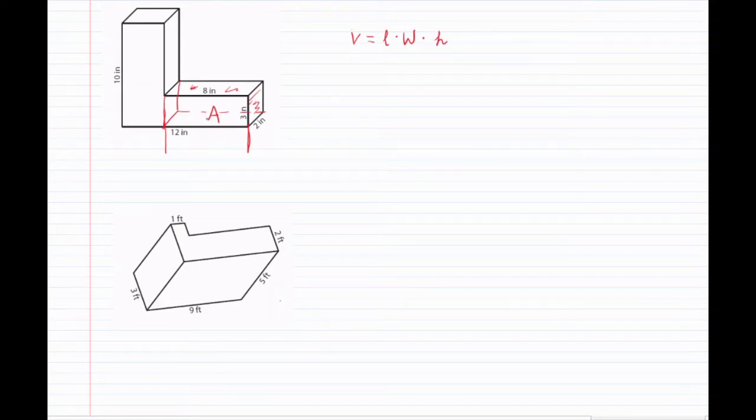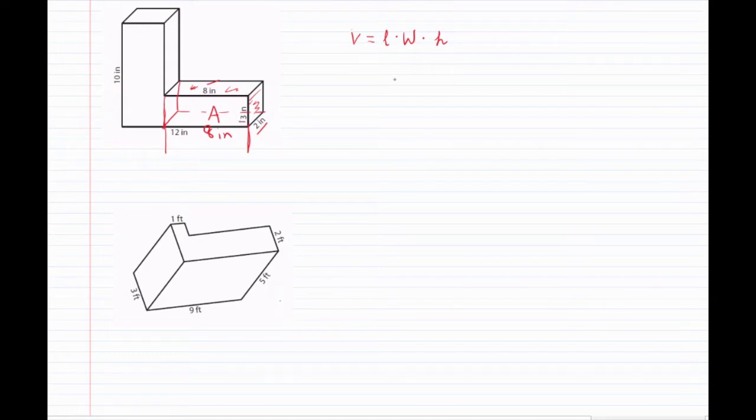Let's look at this figure. Here we can see this total length is 12, but for this prism, this is 8. So this is also going to be 8 inch. This is the length. Let's look at this part. This is 2, which is going to be the width of this prism. And this part, this is the height of the prism.